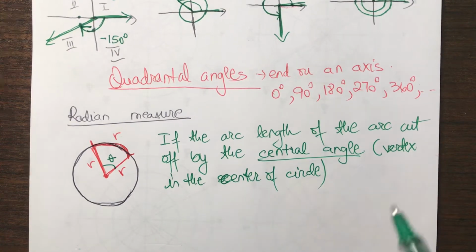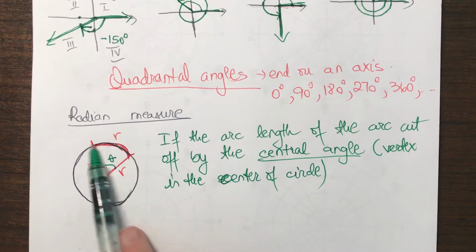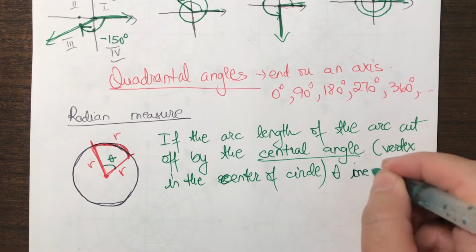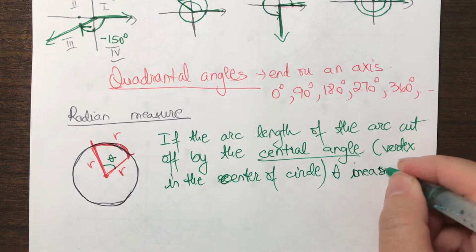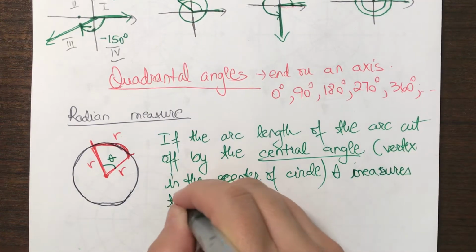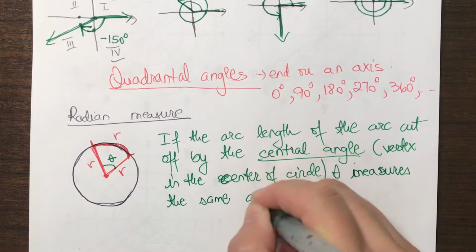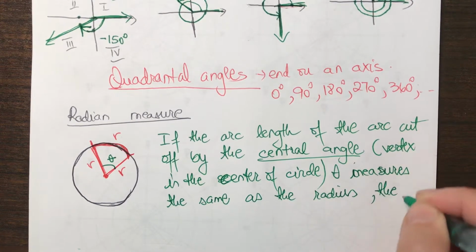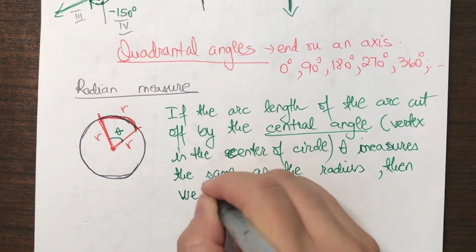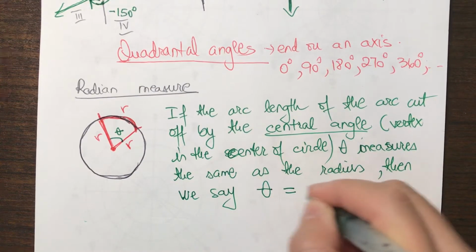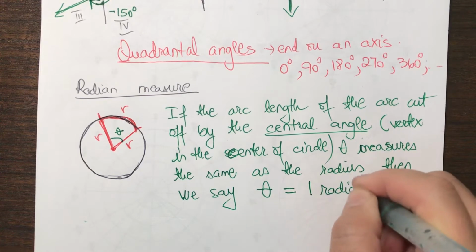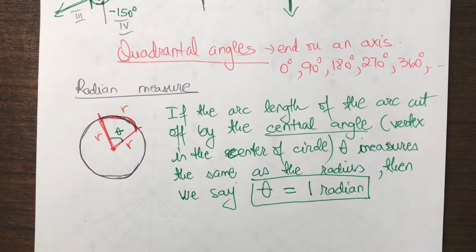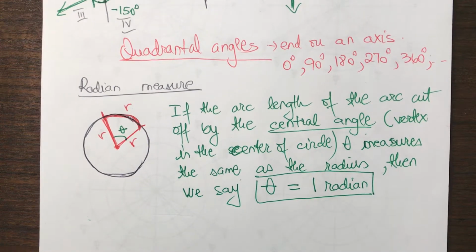Okay, so if the arc length of the arc cut off by the central angle, theta, let's say, measures the same as the radius, then we say that theta is equal to 1 radian. That's a radian measure. Okay, so we usually call S the arc length.